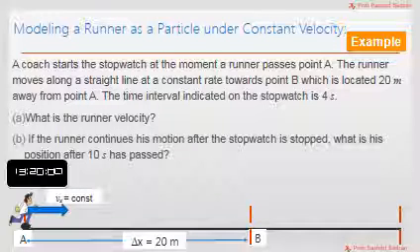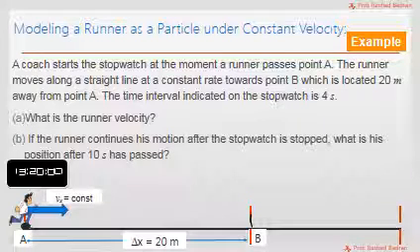This is an example on a uniform motion with a constant velocity. Here, the runner moves along a straight line at a constant rate towards point B, and this point B is located 20 meters away from the starting point A. It took him 4 seconds to reach point B. What is the runner's velocity?